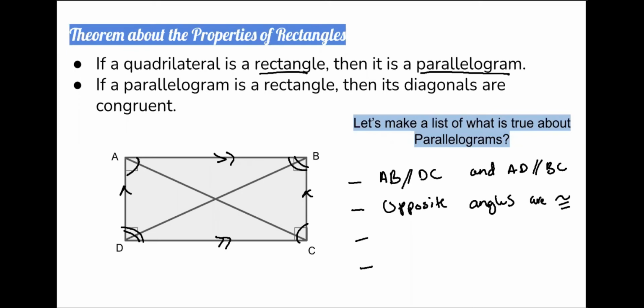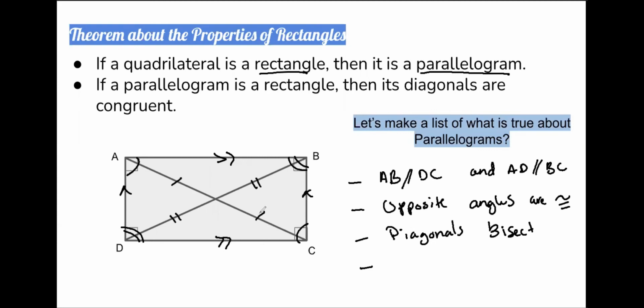Yes, diagonals do bisect each other. So diagonals bisect each other. It means that DB, or BD in this case, this segment right here, is going to bisect AC, and it's going to create two equal segments, right? So these two are congruent.